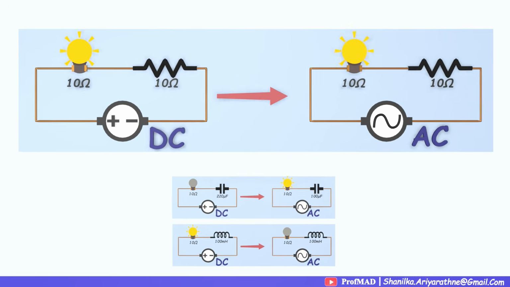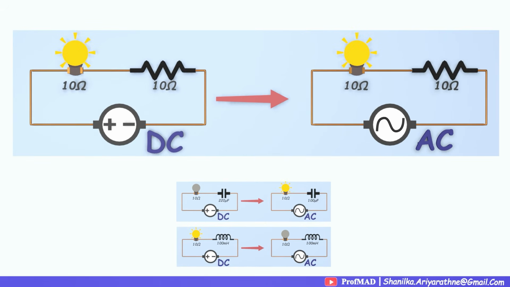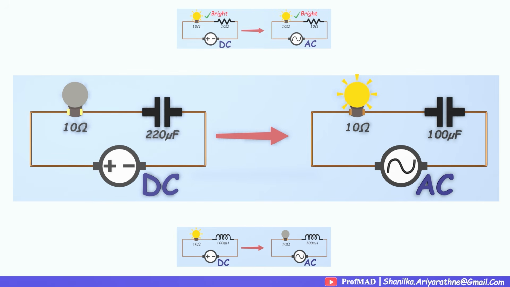The resistor behaves pretty much the same in both cases. The light bulb glows normally with both DC and AC. But the capacitor circuit behaves very differently. With DC, the bulb only flashes briefly, then turns off. But with AC, the bulb stays on and glows normally.